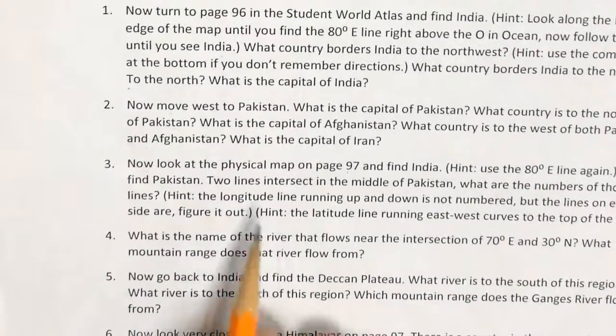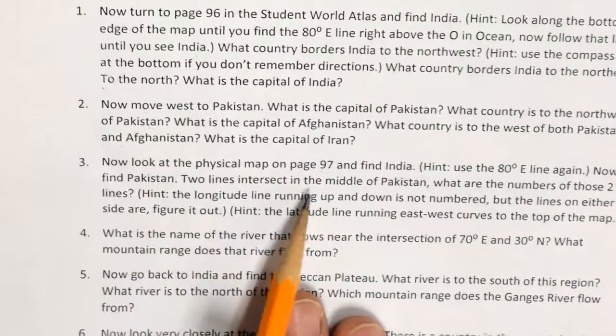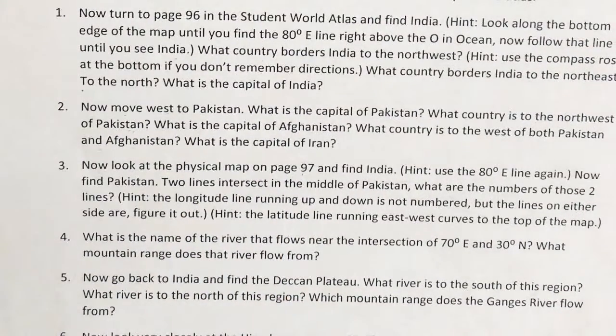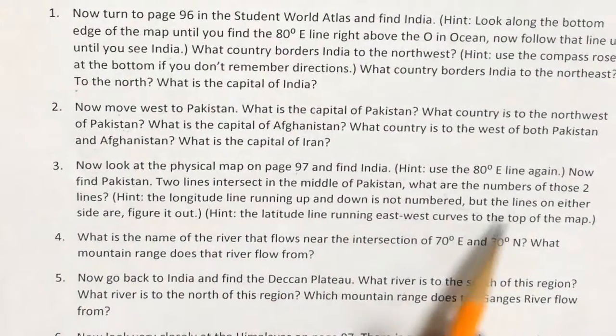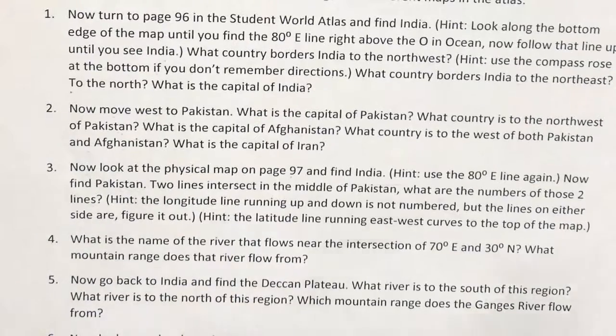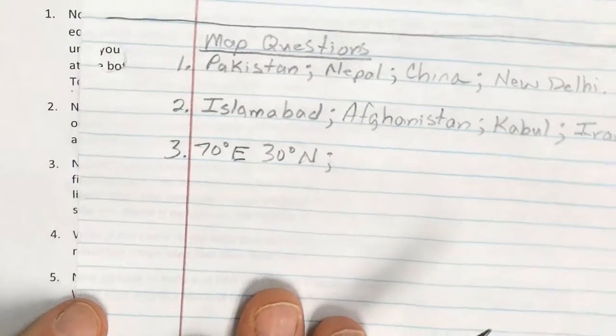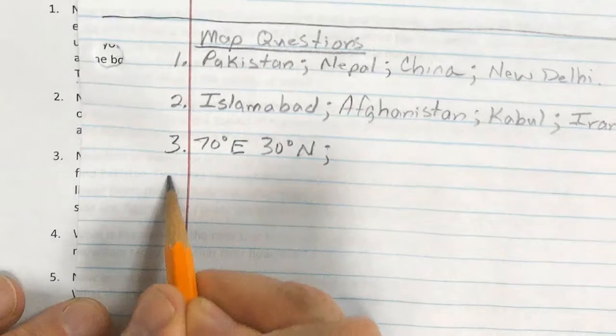Now let's find out what's supposed to happen next. Two lines intersect in the middle of Pakistan. What are the numbers? And that's it. So we're done. We're done with number 3, aren't we? Okay? So everybody got that? Let's go to number 4.